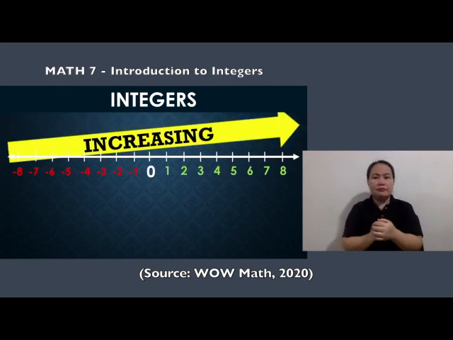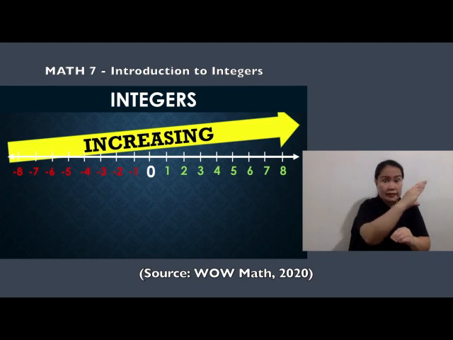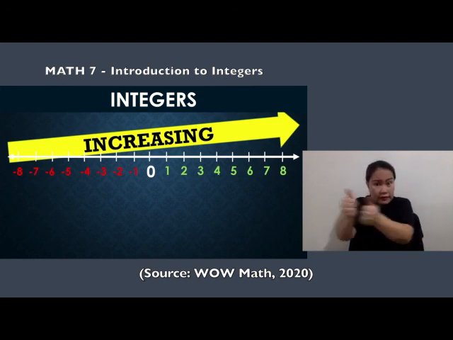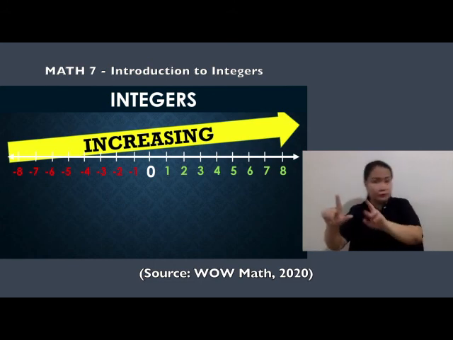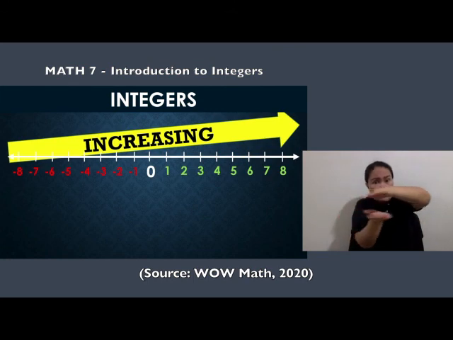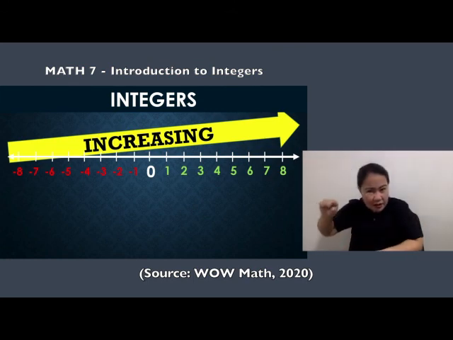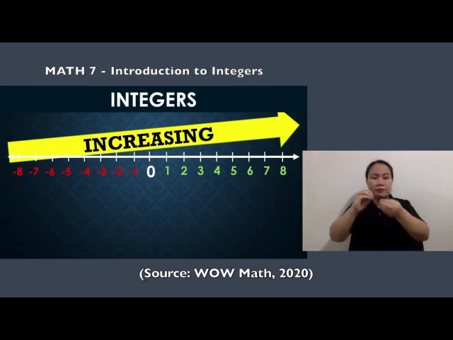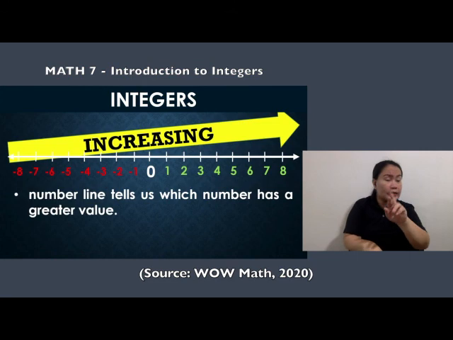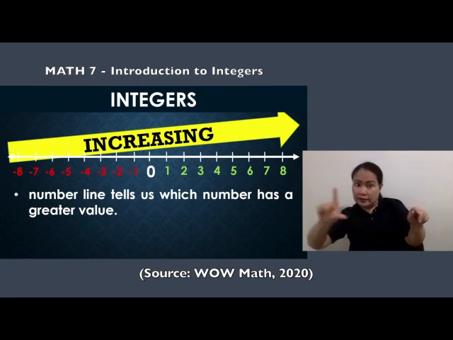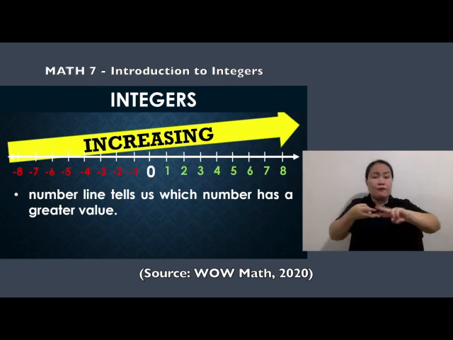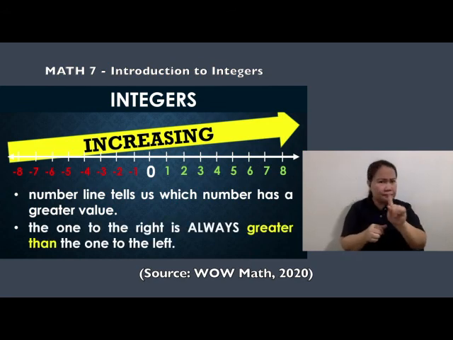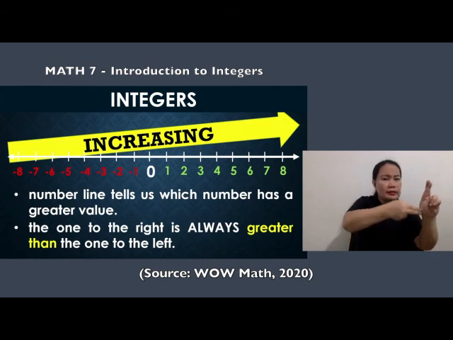Okay, now remember that the integers on the number line are arranged from least to greatest if you are moving from left to right. So kapag aalamin natin kung ano ang pinakamataas, titingin lang tayo sa numbers na nasa kanan natin. So, the number line tells us which number has a greater value. So, itong number line, makikita mo kagad kung ano ang mas mataas na value. So, tatandaan na kung ano ang nasa kanan, that is always greater than the one to the left.